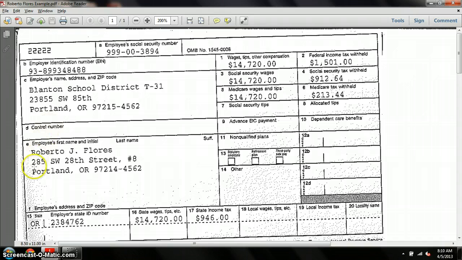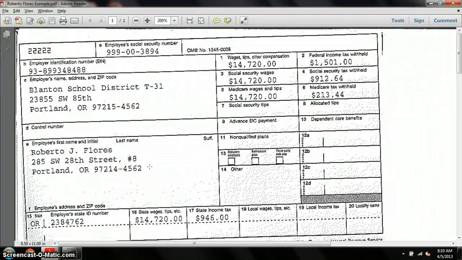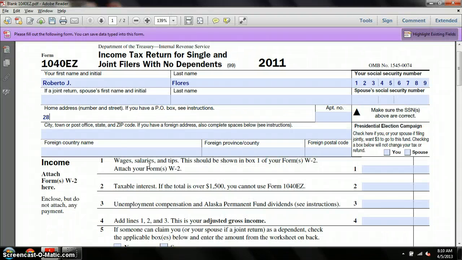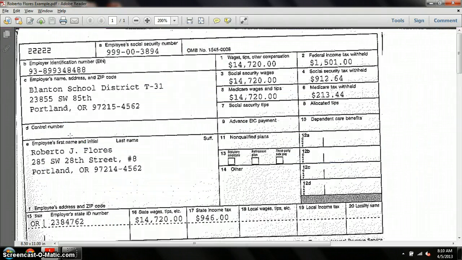Now let's pull his address, 285 Southwest 28th Street. Looks like apartment number 8. So type in 285 Southwest 28th Street. Apartment number 8. His city, state, and zip, once again, is on your W-2 form. Here you can see it's Portland, Oregon.